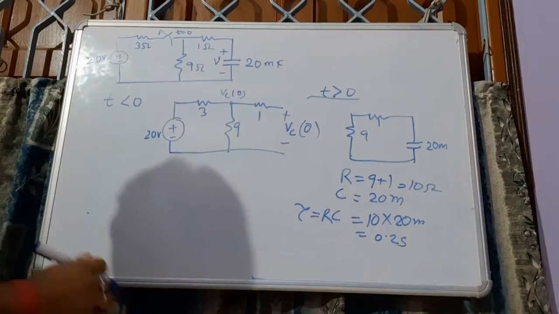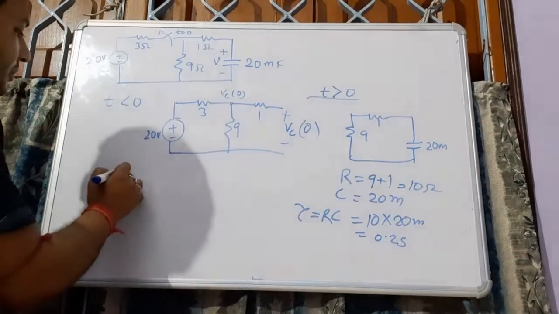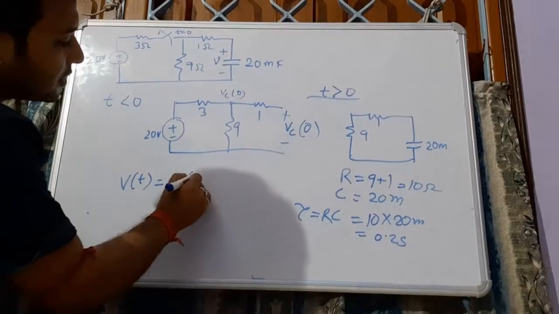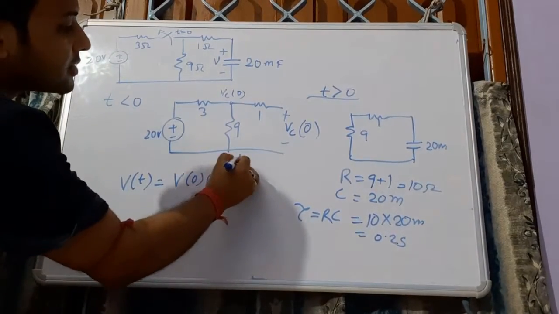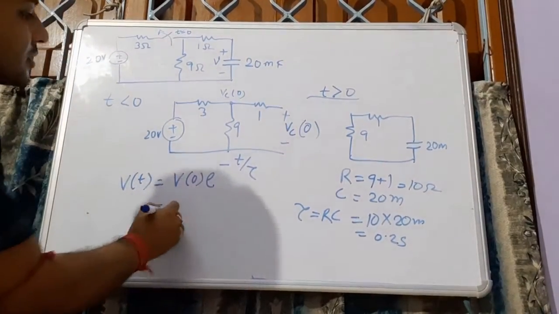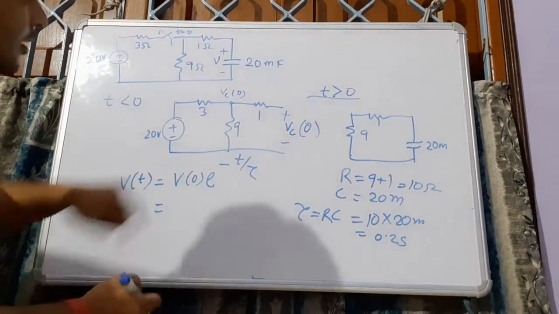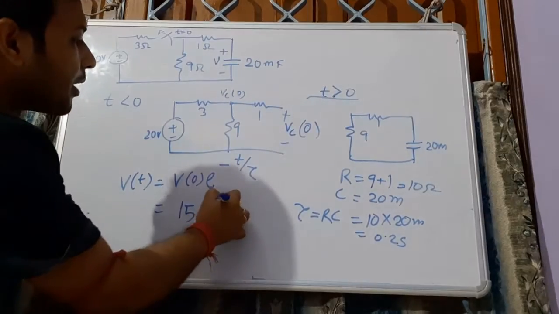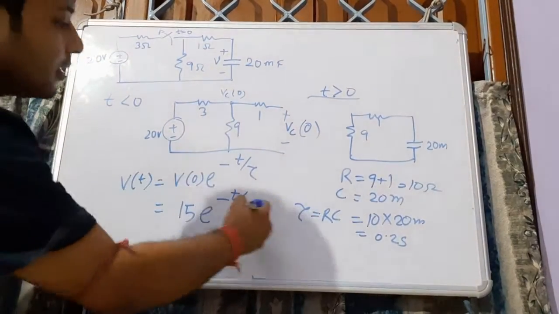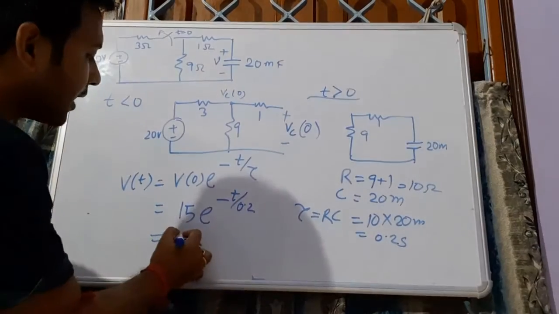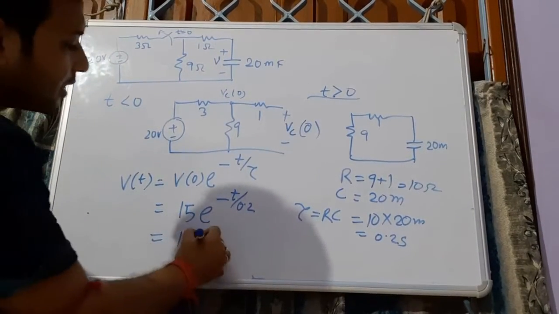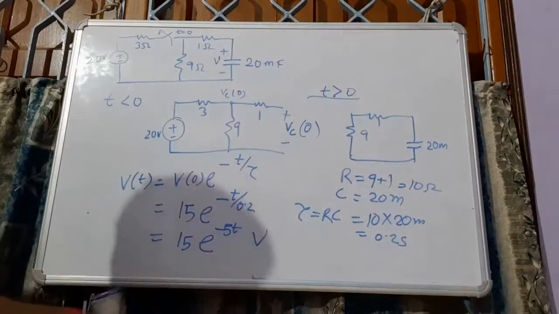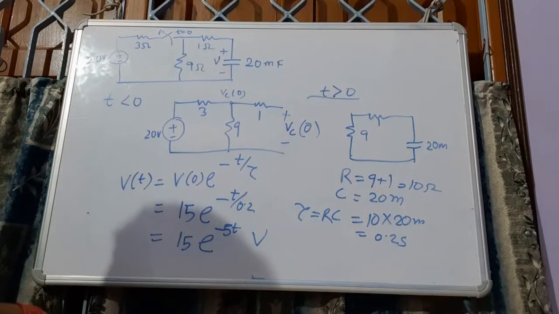Now I am erasing this part. Now what do we have, the formula for the RC circuit? We have V(t) equals V0 e to the power minus t by tau, right? So what is V0? We have calculated that V0 is 15, and e to the power minus t divided by 0.2. So the final answer is 15 e to the power minus 5t volt.